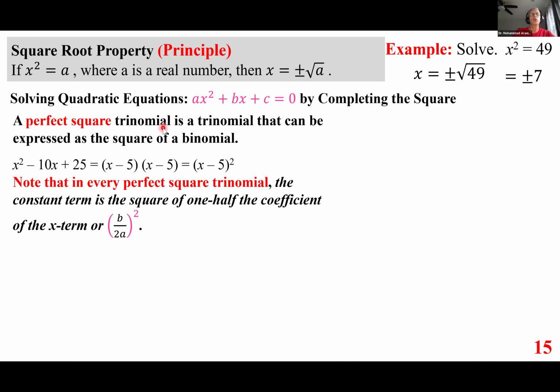A perfect square trinomial is a trinomial that can be expressed as the square of a binomial. Example, x squared minus 10x plus 25 means x minus 5 times x minus 5, or x minus 5 quantity squared. Note that in every perfect square trinomial, the constant term is the square of 1/2 the coefficient of the x term, or (b over 2a) squared.